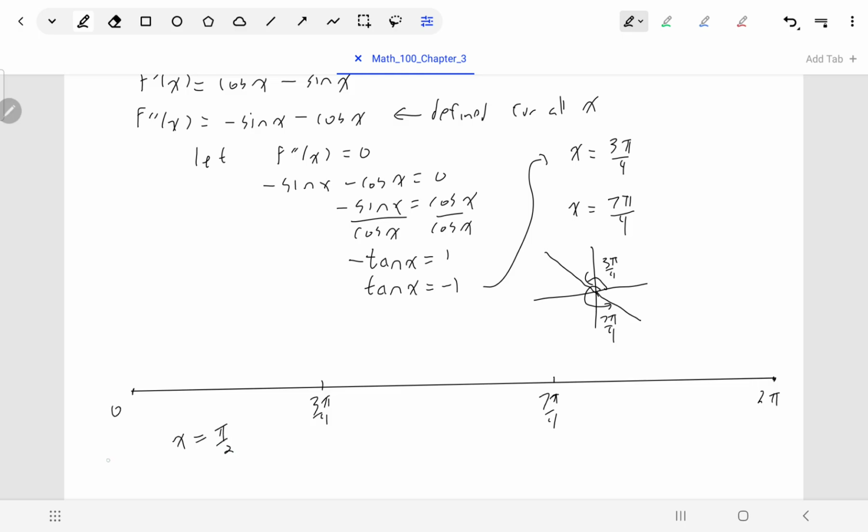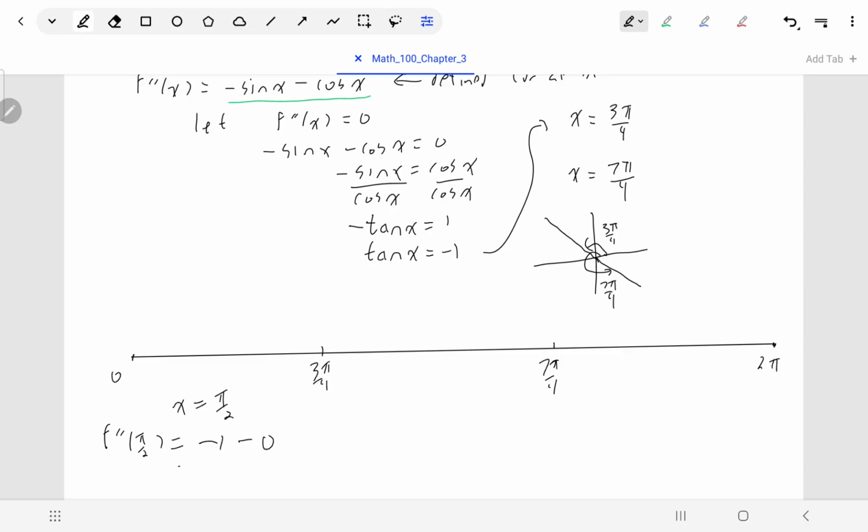And so now if we're looking at our second derivative at pi over 2, since our second derivative is minus sine x minus cos x, you'd have minus sine of pi over 2, which is minus 1, minus cosine of pi over 2, which is 0. You'd have -1. That's a negative value, so we are definitely concave downward.